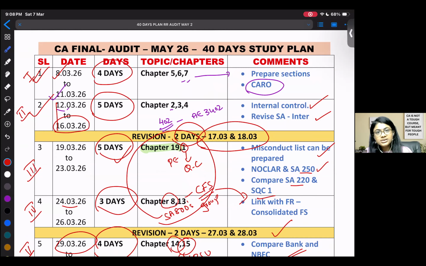So that's it, buddies. I hope you understood this plan. This is a plan which I have prepared based on my judgment. You can change it according to your convenience. If you want to spend a day more for auditing, you can do that. So keep going, believe in yourself, trust in yourself, and we will be successful. Keep going.